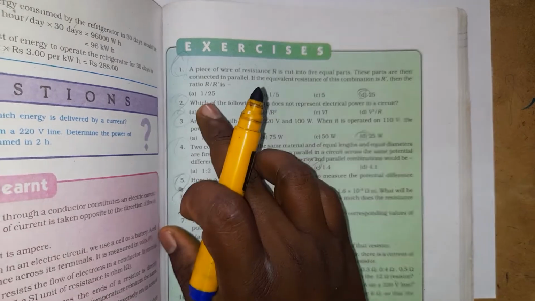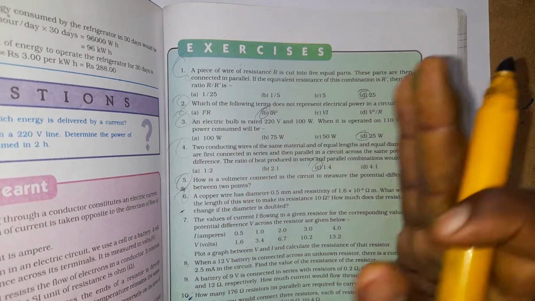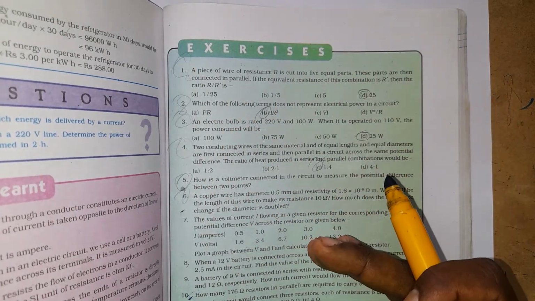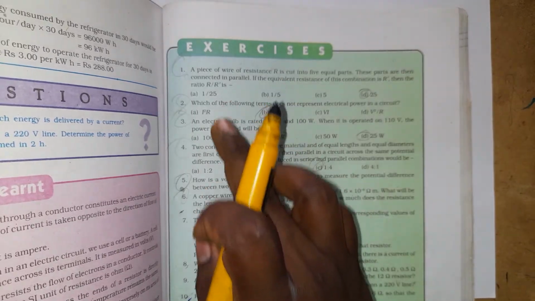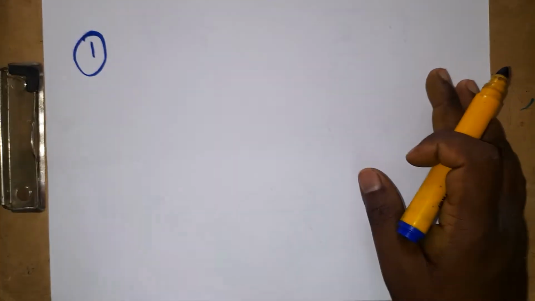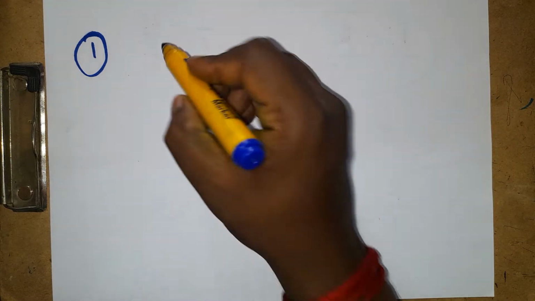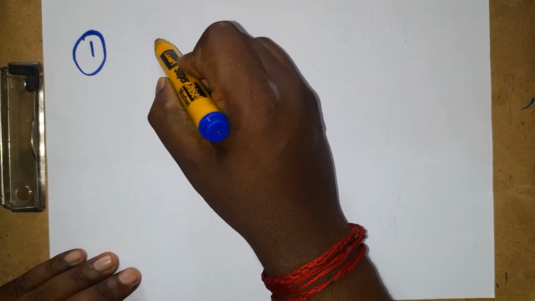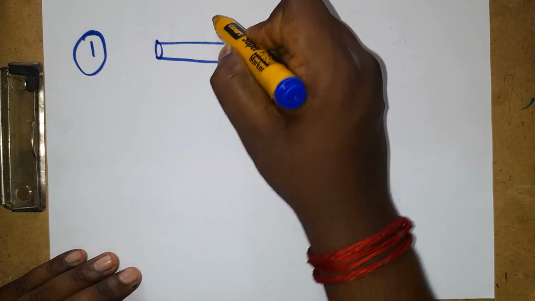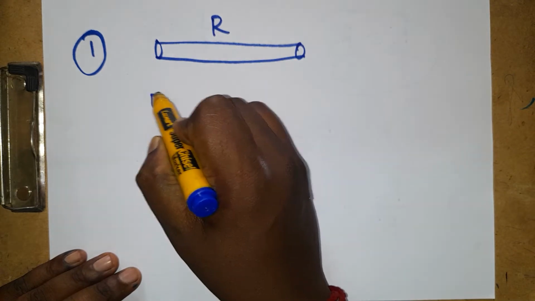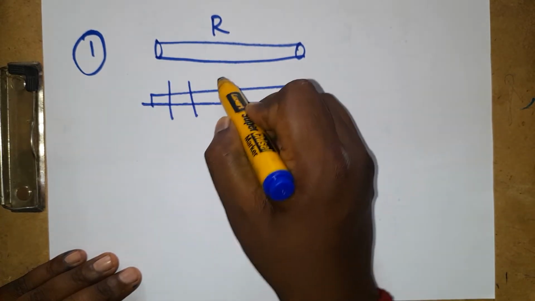First question: R resistance. They made it into 5 pieces, then they are connected in parallel. Now they asked what is the ratio between these two conditions. So the first question I'm going to do. What is given? They have one wire. What is the resistance of that? R. Next, what they are doing? They made it as 5 pieces.